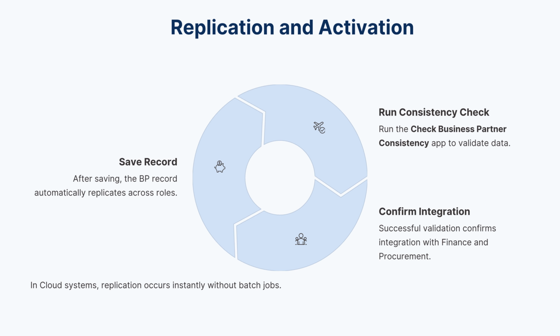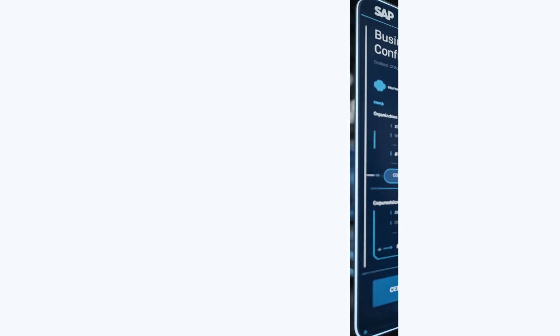Replication and activation. After saving, the system automatically replicates data across roles. Run the Check Business Partner Consistency app to confirm data integrity. If successful, your BP is now fully active and integrated with procurement and finance. This replication happens instantly in the cloud environment.